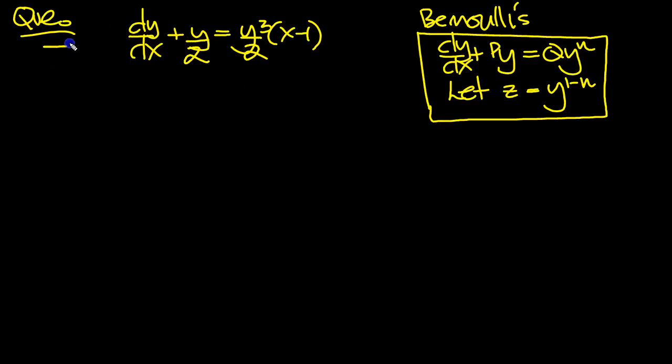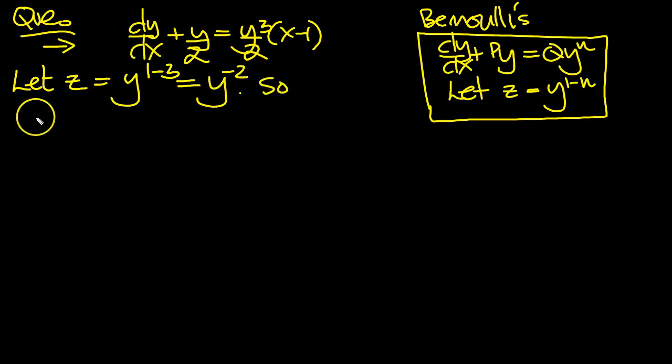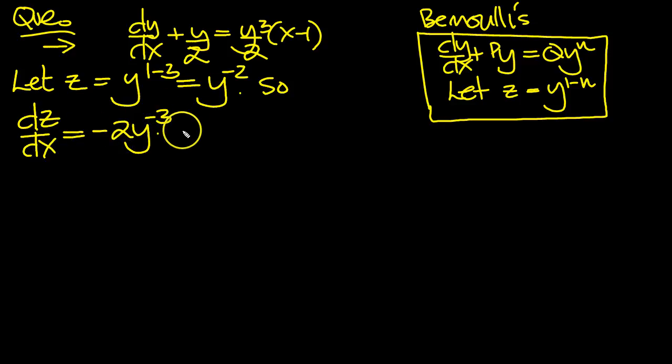So, the substitution we make, according to this method, is let z equal y to the 1 minus n. n is 3, so we get y to the minus 2. So now let's get dz/dx. We need to differentiate this: minus 2, y to the minus 3, multiplied by, there's something differentiated, so that's dy/dx.